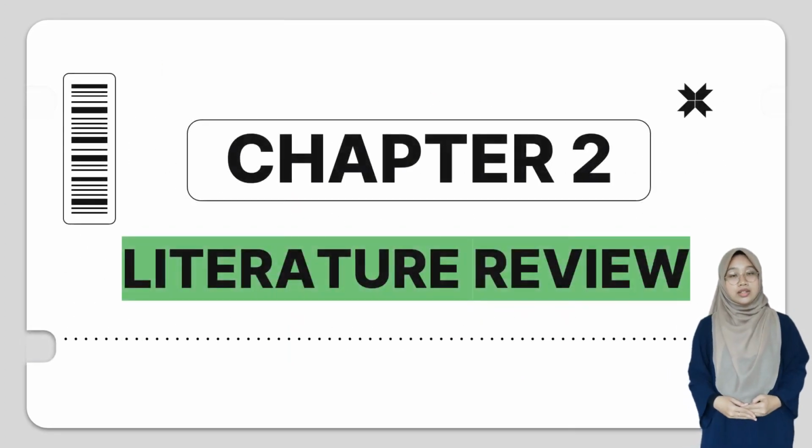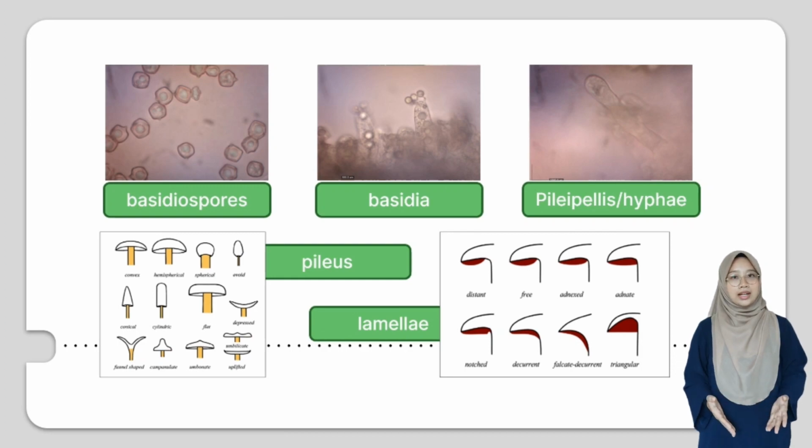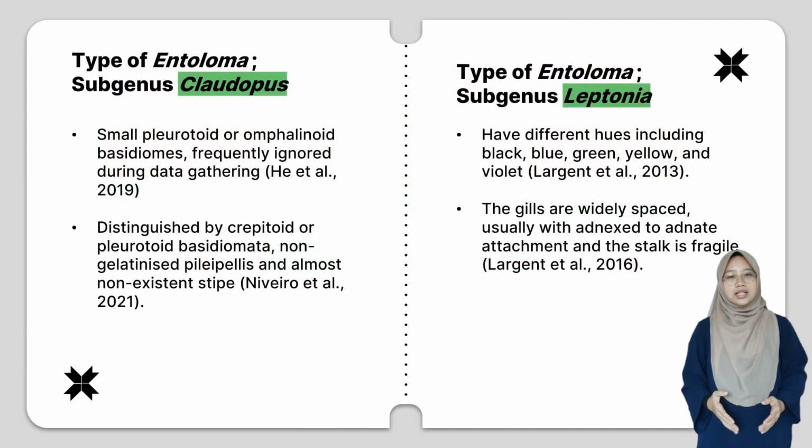The literature review covers several aspects. There are several characteristics that differ Entoloma species such as basidiospores, basidia, hyphae, pileus, and lamella. Entoloma has various subgenera that vary in their characteristics.